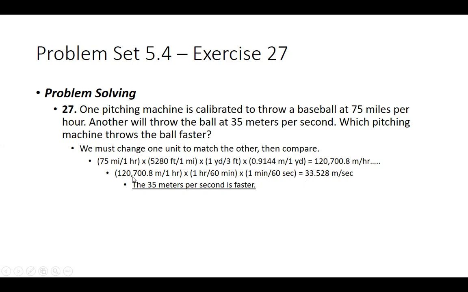So 120,700.8 divided by 1 times 1 divided by 60 times 1 divided by 60 gives us 33.528 meters per second, which is a little bit slower than 35 meters per second. So the 35 meters per second pitching machine is faster.